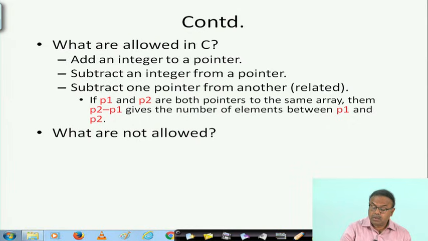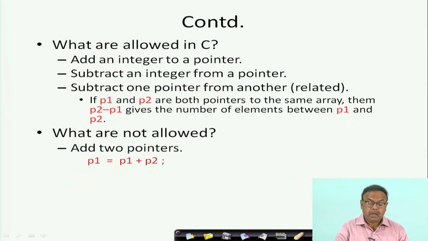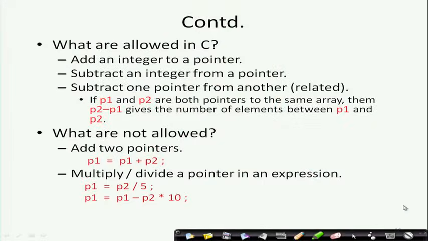What are not allowed? The things that are not allowed are, you cannot add 2 pointers. The reason is obvious. P1 is a pointer and P2 is a pointer. These two are 2 different locations. So, say P1 is in location 7000 pointing to some variable, and P2 is in location 10,000 pointing to some other variable. So, what does P1 plus P2 mean? 7,000 plus 10,000, 17,000, that does not mean anything. That can point to some garbage value or something else. So, that is not allowed. Compiler will hold you for that.